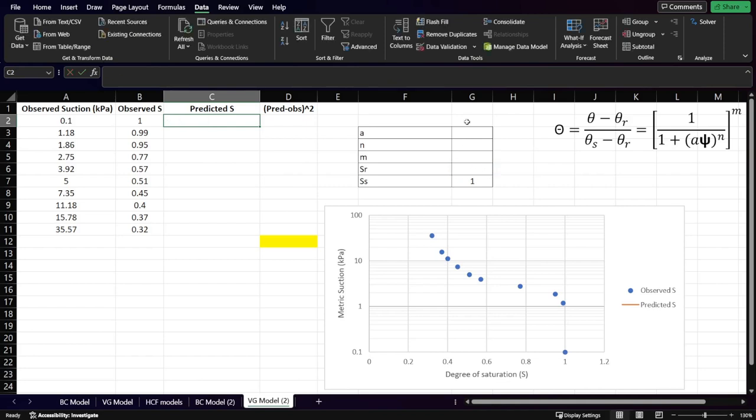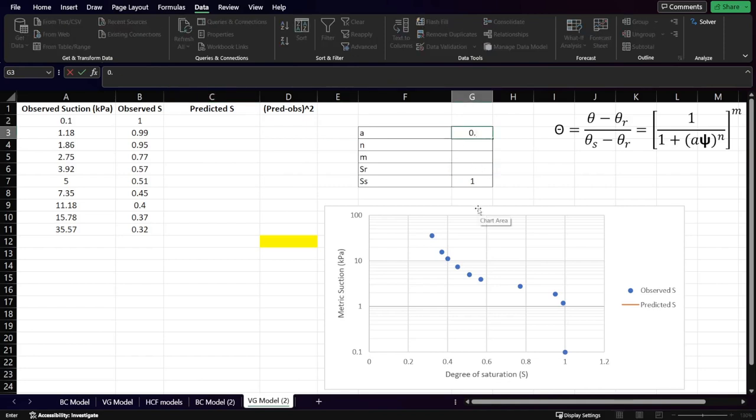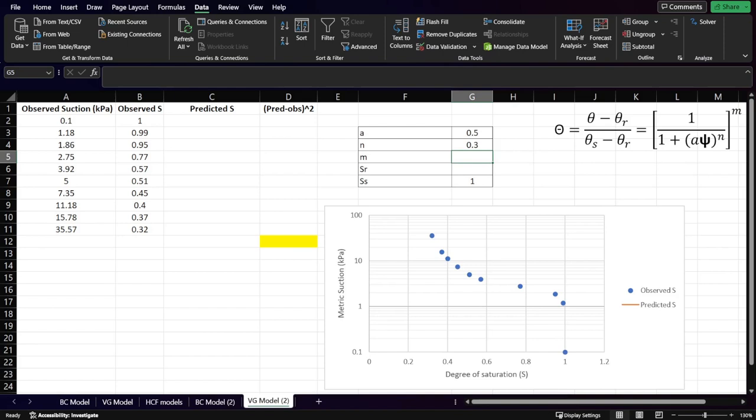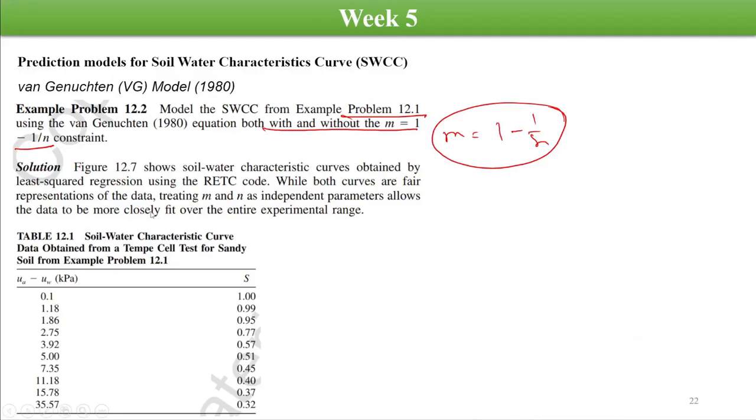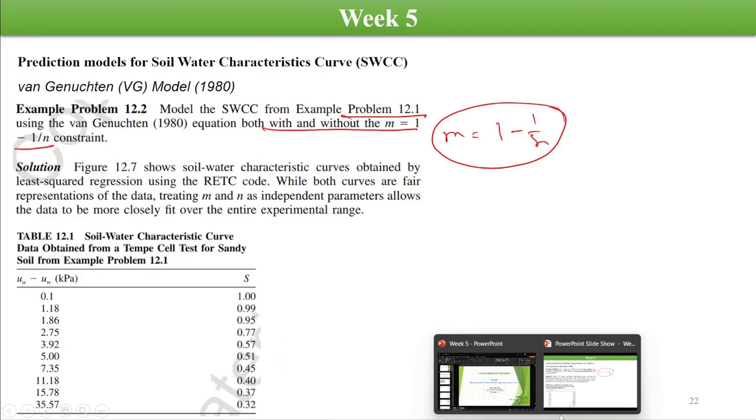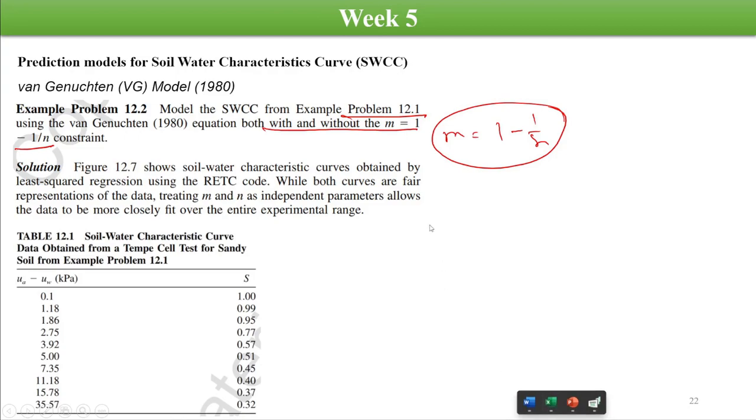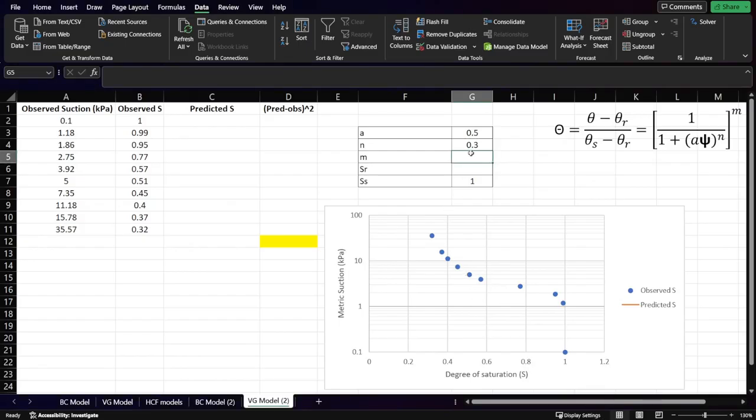Let's first fill some values here. Let's say a is 0.5, n is 0.3, and the value of m is going to be, let's see, 1 minus 1 upon n as given in the question. So we can use m equal to 1 minus 1 upon the value of n.